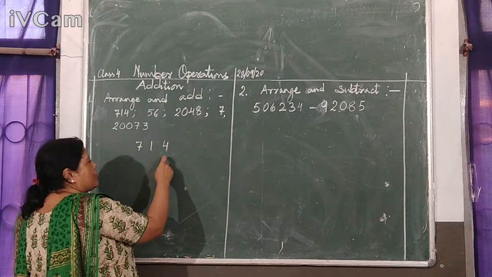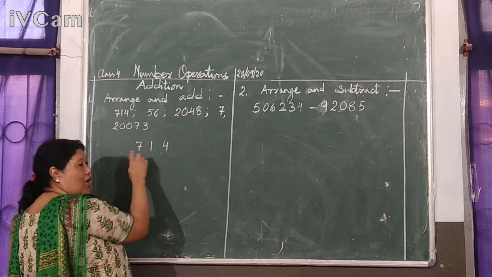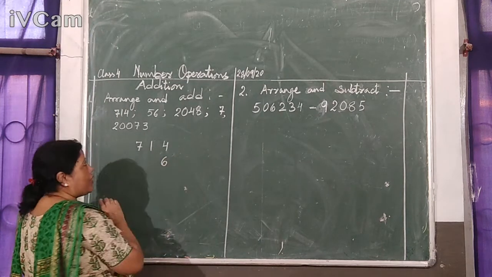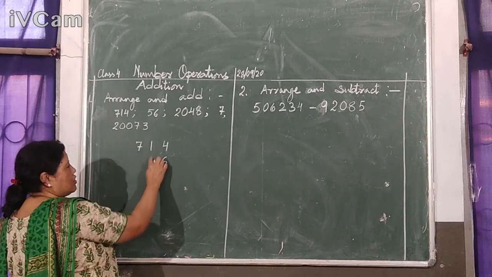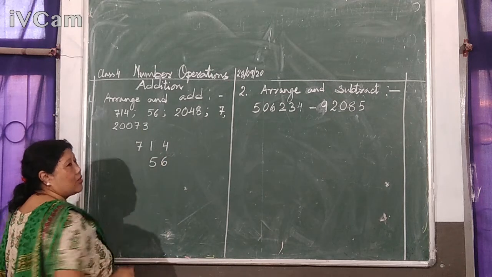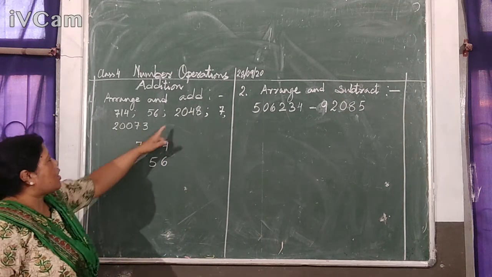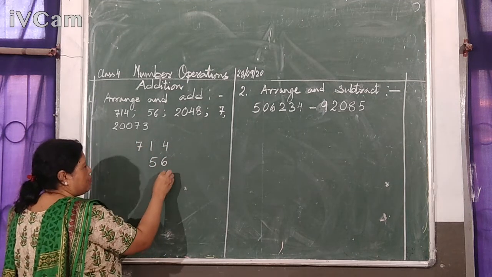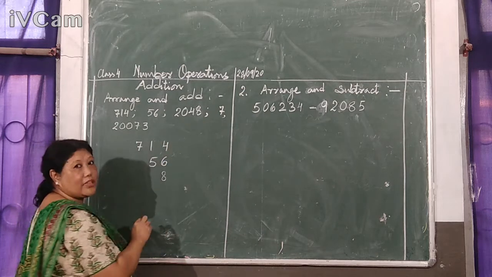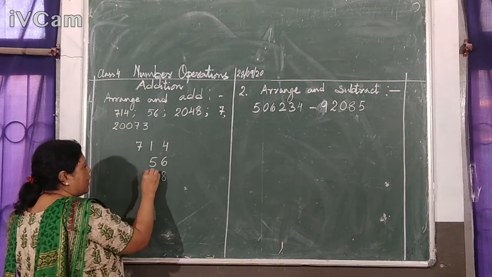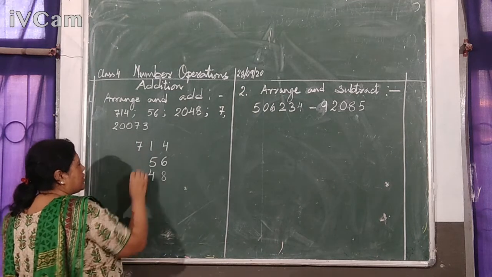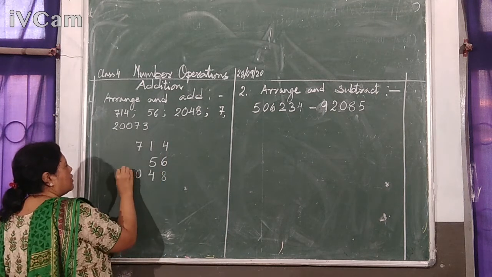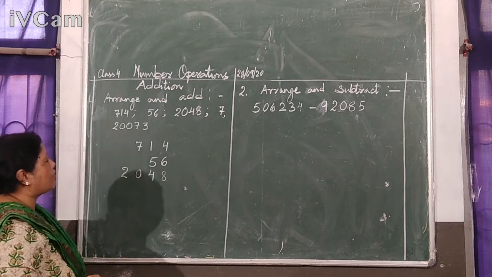6 is in ones place. This is ones, tens, hundreds. You know that. So 6 is in ones place. 5 is in tens place. Okay, now the second line is also finished. Now the third line, 8 goes to ones place. 4 is in tens place, then 0 is in hundreds place, 2 is in thousands place. Like this you have to arrange.